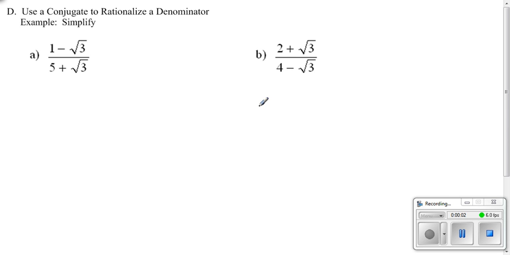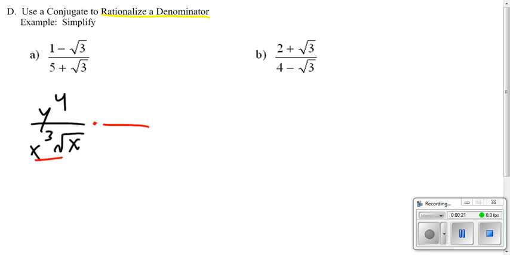Continuing our 5.6 lesson, we are looking at rationalizing the denominator. Now we've already done that in one of our examples today. We had y to the fourth over x cubed square root of x. To rationalize the denominator, we wanted to make sure that we got rid of all radicals in the denominator.